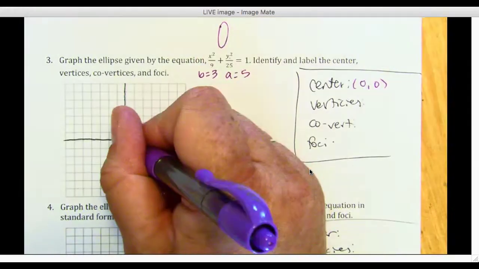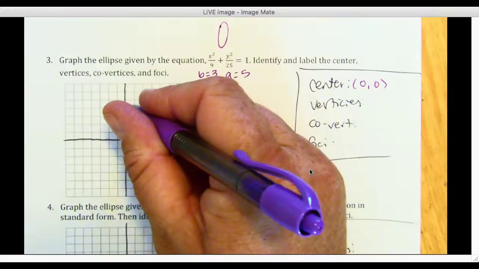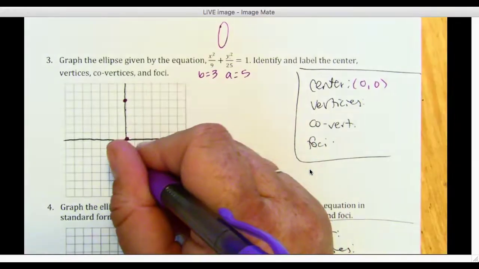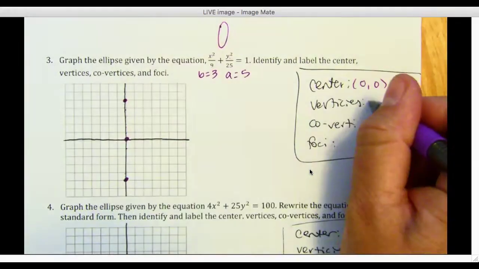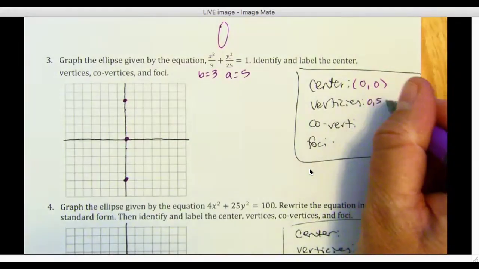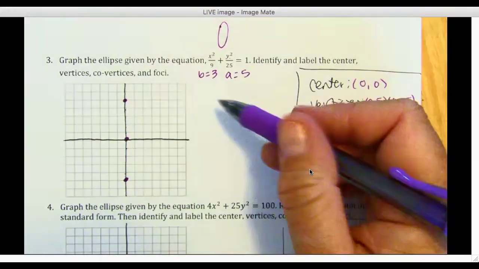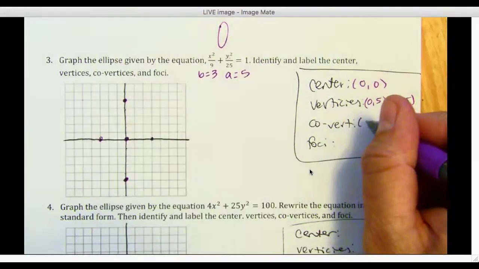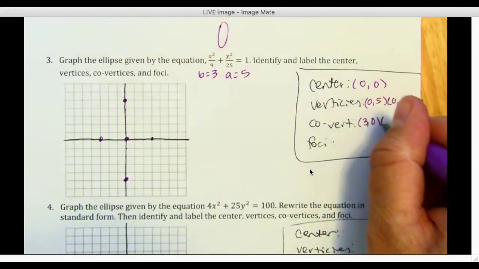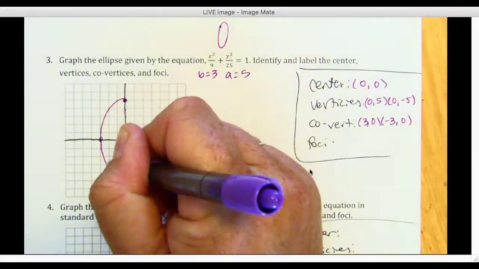So from 0, 0, I know this is vertical, so I'm going to go up 1, 2, 3, 4, 5 and down 5 for my vertices. So that would be at 0, 5, and 0, negative 5. And then out 3 to each side for my co-vertices. So that would be 3, 0, and negative 3, 0. And that allows me to draw my graph.